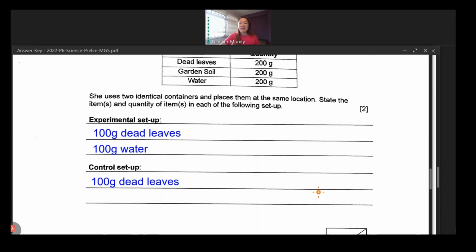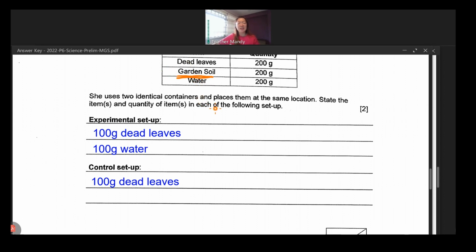So in the experimental setup, we're going to have 100 grams of dead leaves and 100 grams of water. And then for the control setup, there's no water. There's only the same 100 grams of dead leaves, same as the experimental setup. Now, how about garden soil? I left it out so that you can think about it.